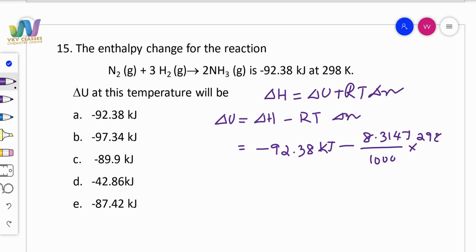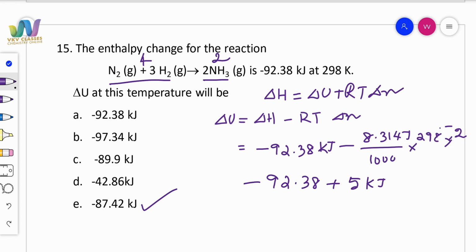Temperature is 298. Delta n: 2 molecules of the product, 4 molecules of the reactant. So 2 minus 4, this is minus 2. Right? Minus of minus will become plus. Here this will be minus 92.38 plus, this will be around 600. 6 into 8, 48. So this will be around 5 kJ. Do the multiplication approximately. So the answer is minus 87.42 kilojoules.